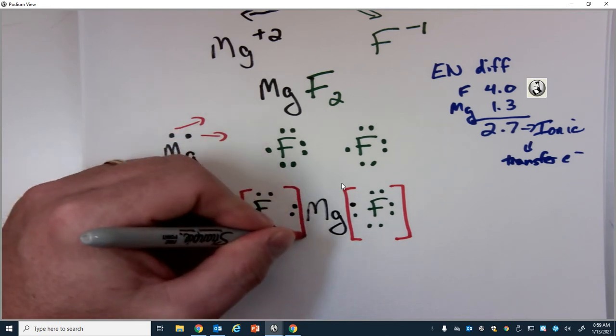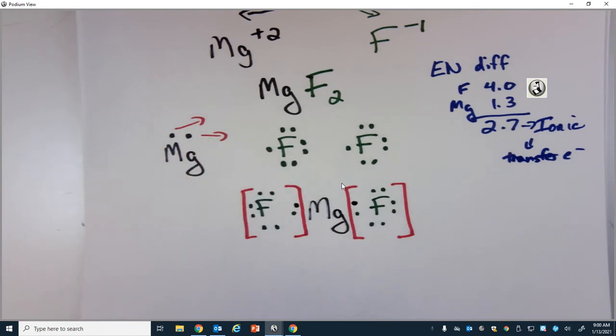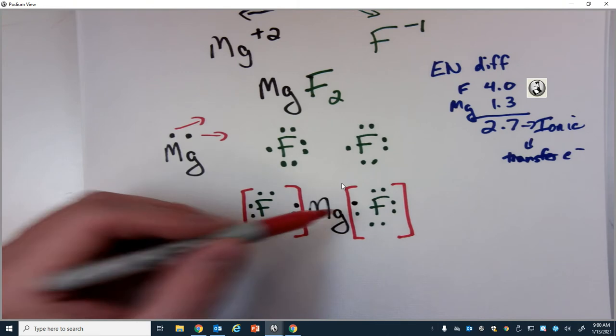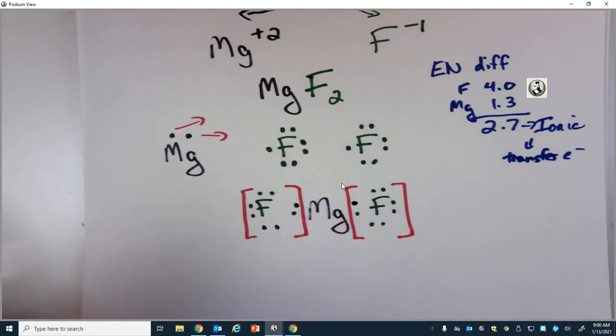I'm gonna do the same thing on this side. And now all we have to do is to write our charges to finish out this particle. All right, so magnesium started off with 2 electrons. It lost 2 electrons. So now magnesium's charge is +2.